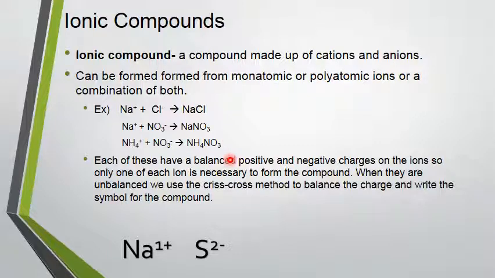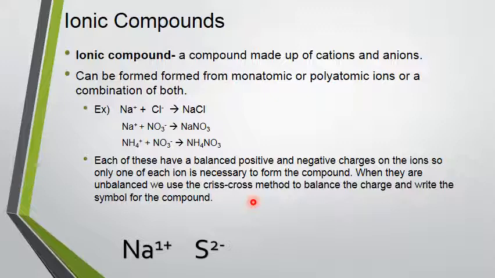So each of these have that balanced positive and negative charge on the ions, so only one of each atom or each ion is necessary to form the compound. But when it's unbalanced, we use what I call the crisscross method to balance the charge and write the symbol for the compound. The way this works is that we're going to crisscross the amount of charge from each atom or each ion to the subscript and create the compound.